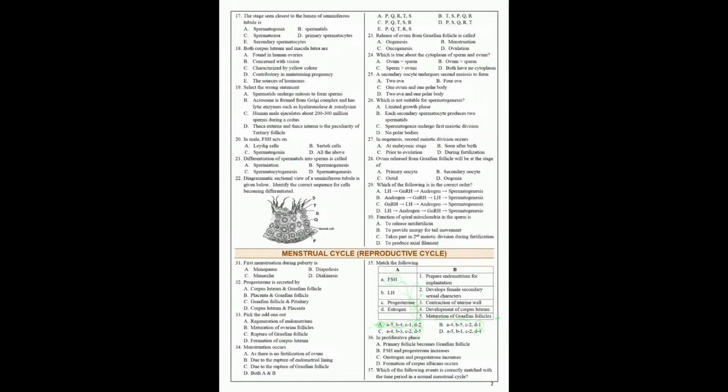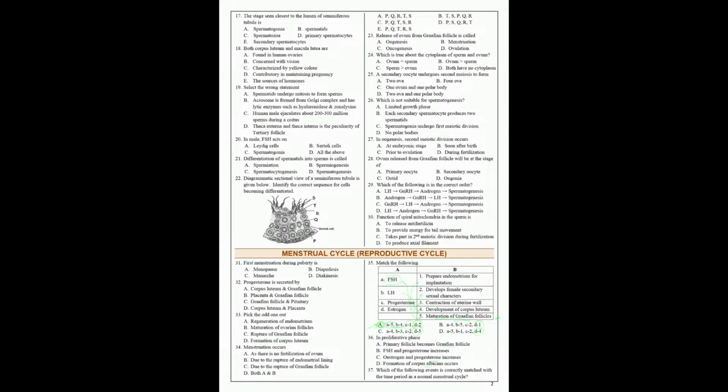In the proliferative phase, what is the correct answer? The primary follicles become Graafian follicle; FSH and progesterone increase; estrogen and progesterone increase; formation of corpus albicans occurs. Corpus albicans will not occur.